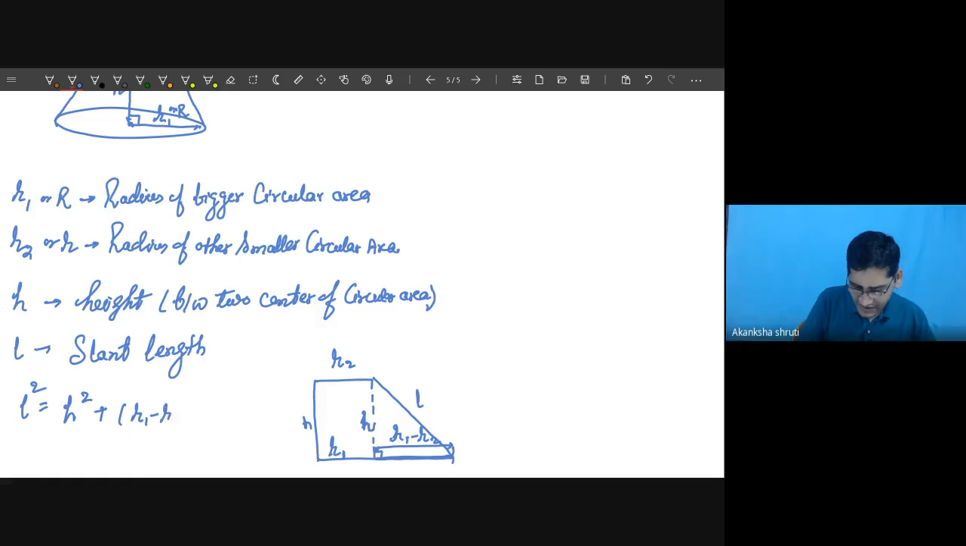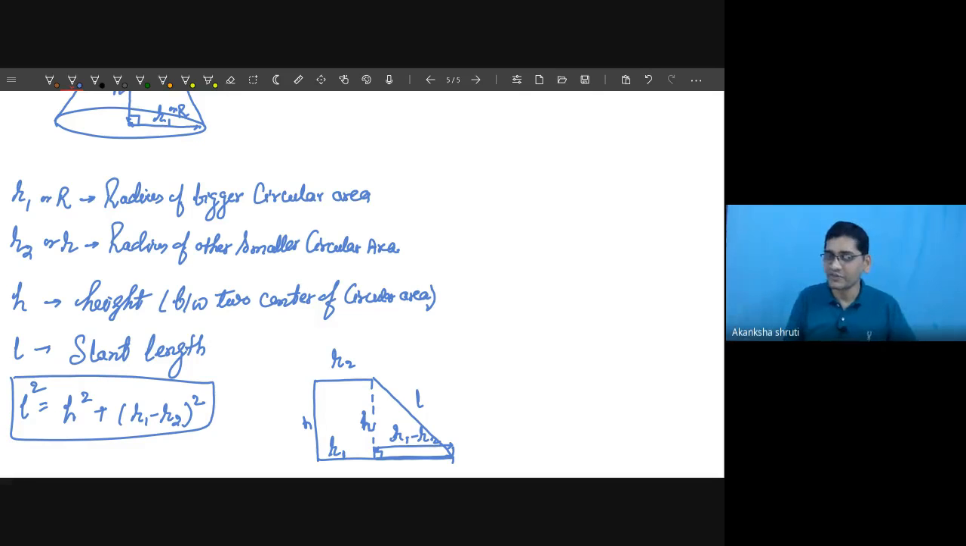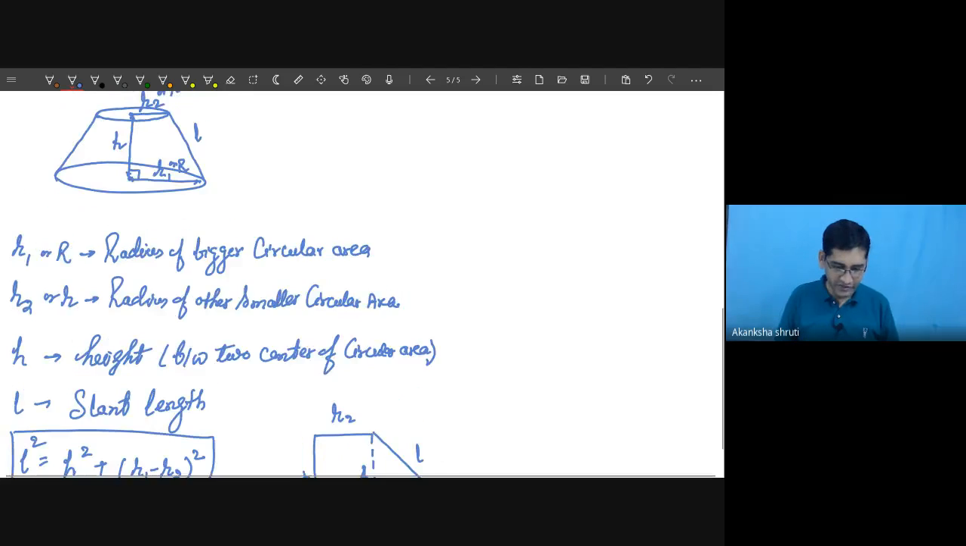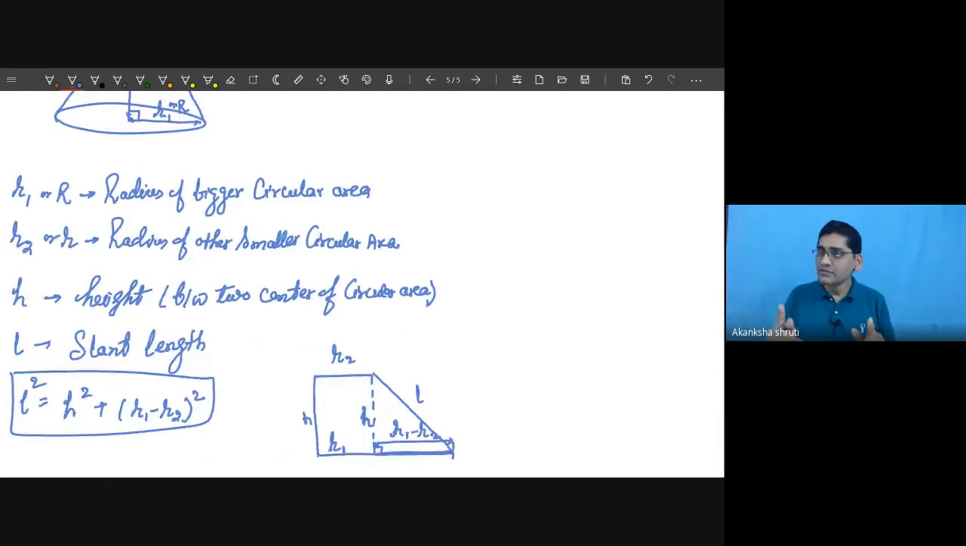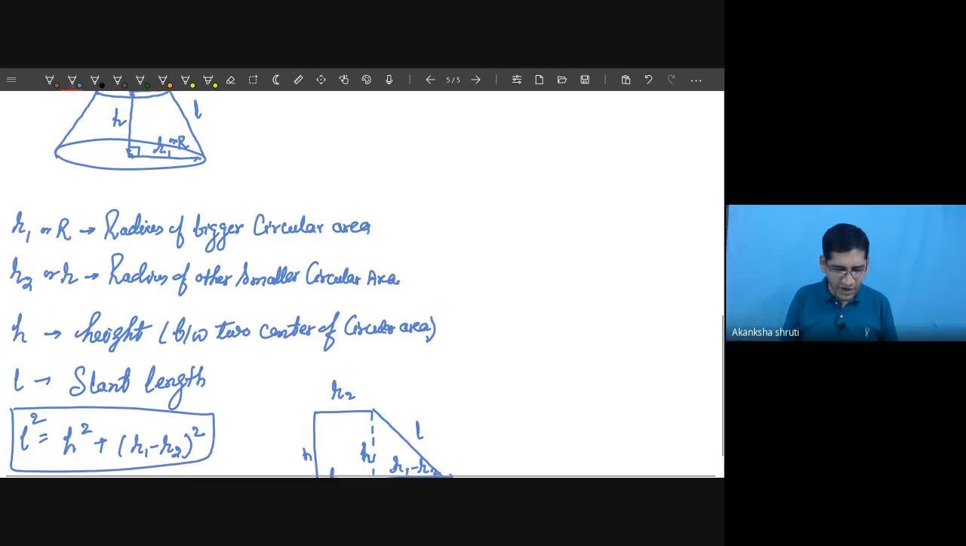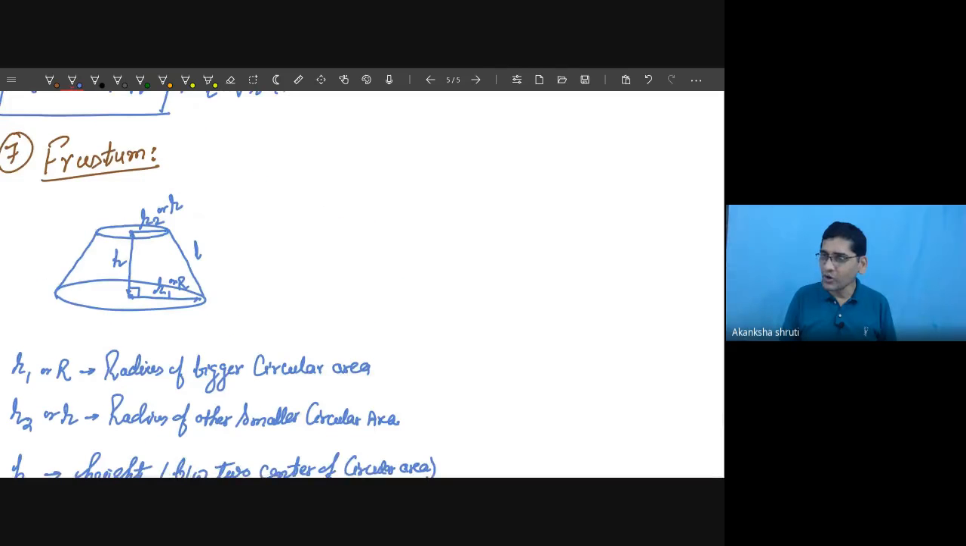R1 minus R2, their whole square, needs to be taken for applying the Pythagoras theorem. This way the slant length is related. So the cone formula gets slightly modified. In a similar fashion, the lateral surface area and total surface area formulas for the cone get slightly modified. So we shall remember the formulas for the cone with slight modification.